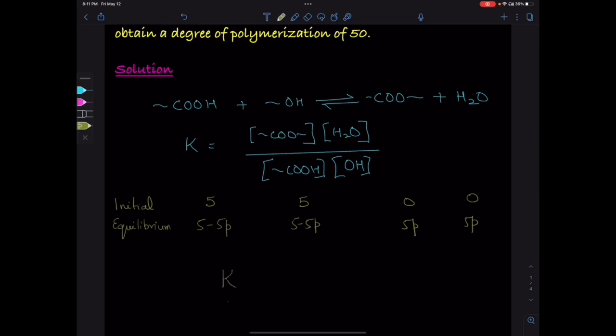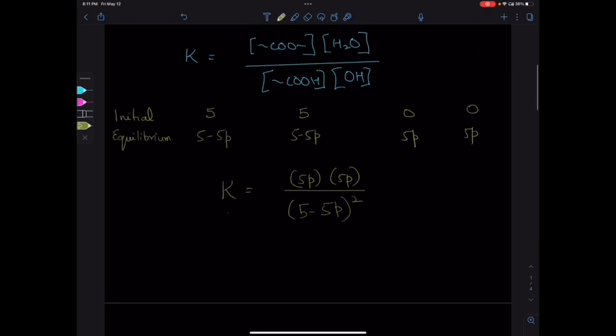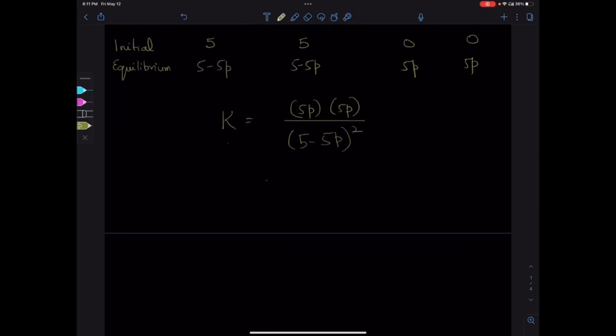So plugging in these values, we get K equals 5p times 5p over 5 minus 5p the whole square. This gives us p over 1 minus p squared. So we can see that the equilibrium constant is independent of the initial concentration. Rearranging for p, we get p is equal to square root of K over 1 plus square root of K.